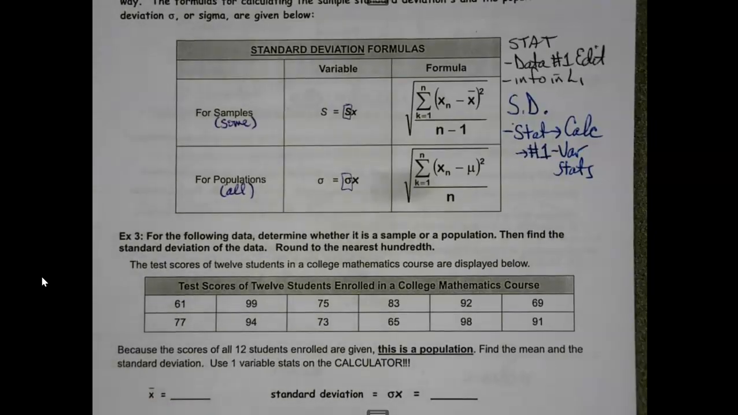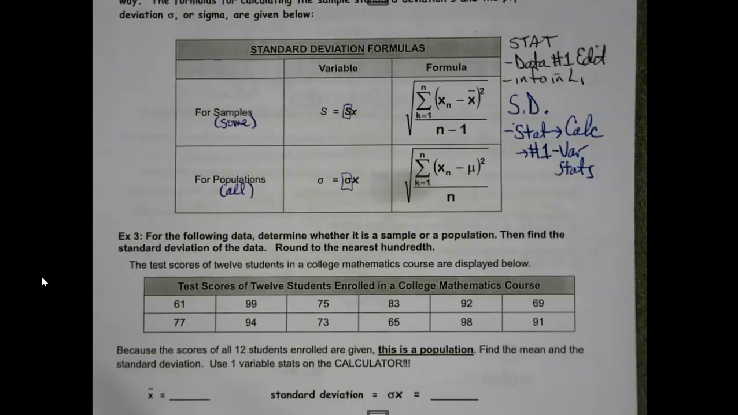So for the following data, figure out if it's a sample or population, then find the standard deviation. The test scores of 12 students in a mathematics course are displayed below. Because the scores of all 12 are enrolled, this is a population. Okay, you're being given that this time. Normally it'll say some, part, things like that if it's going to be a sample.